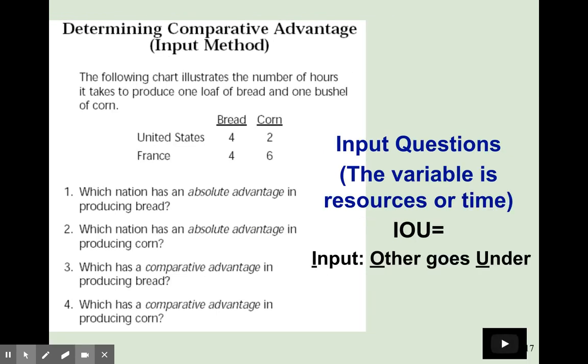The input method has to do with resources or time. In this case, the chart is asking for the number of hours or a variable that it takes to produce one loaf of bread. In this case, with the input method, the other goes under. I know it's hard to take a look at the beginning, but give it a try.